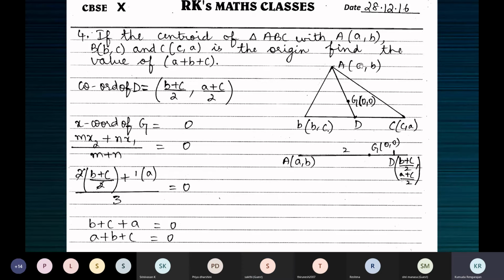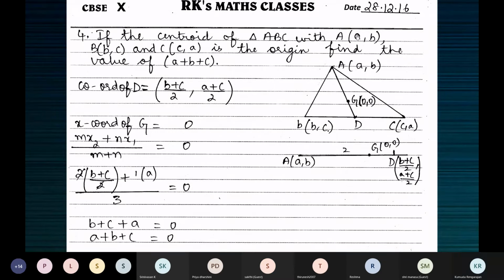No, this is x1, y1. This is x2, y2. This is x3, y3. So y1 is B, y2 is C, y3 is A. B plus C plus A by 3 is equal to what? What will it give you? The y coordinate of G, and that is nothing but 0.